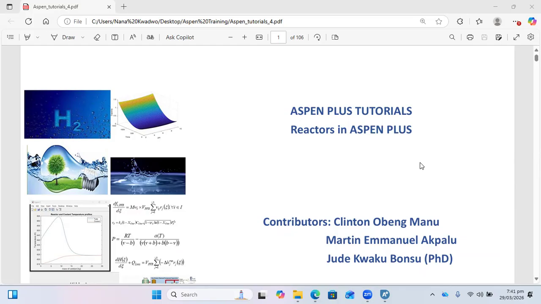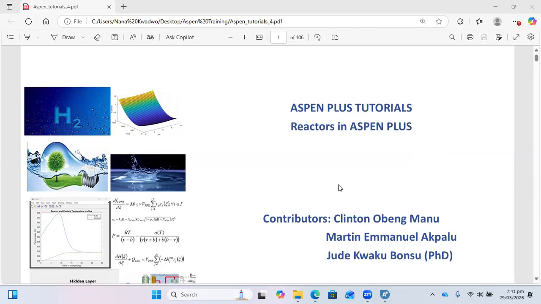We have some models that are more simplified, and we have the ones that are very detailed. You would have to get a lot of kinetic data to feed into the block or into the model for it to run. So we'll start with the simplified ones today, and then probably next week we'll look at the more rigorous ones. But I think after today's discussion, we would have done enough so we can have our first assignment. Okay, so we are looking at reactors in Aspen.